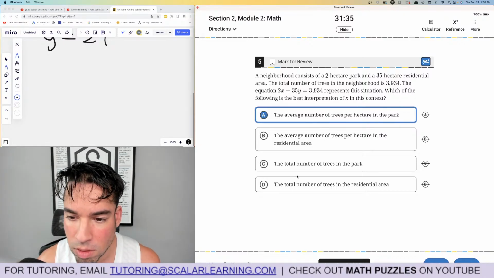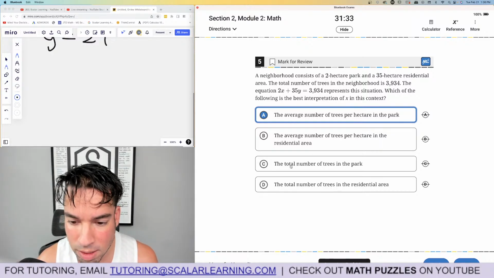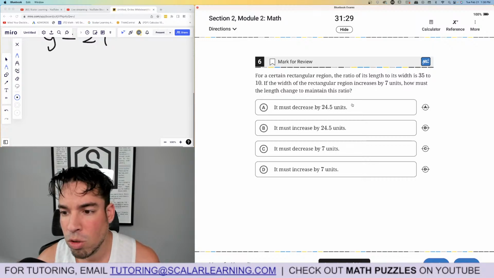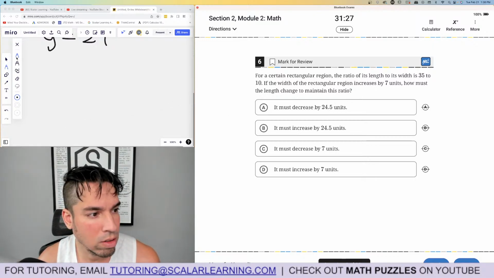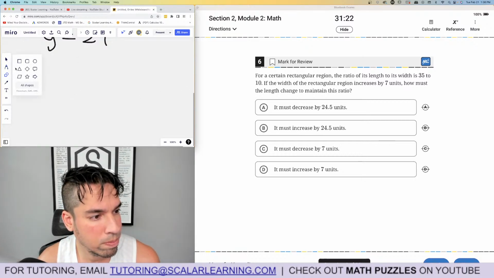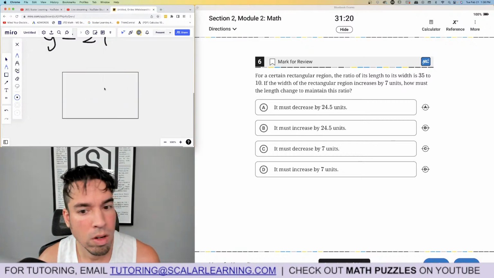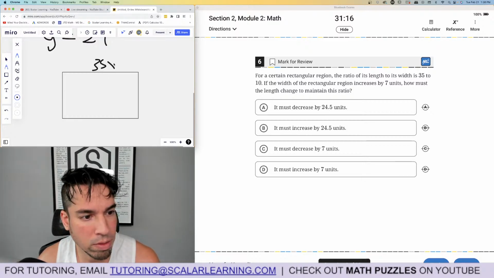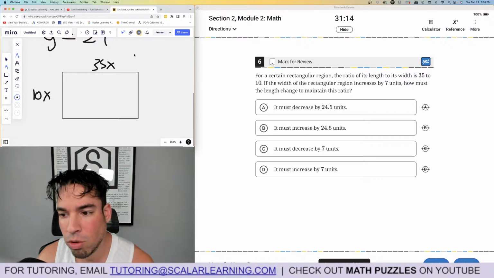Nope. If they said 2X, then this would be the total number of trees in the park. Okay, next. For a certain rectangular region, the ratio of its length to its width is 35 to 10. So hold on, let's draw a rectangle. The ratio of length to width is 35 to 10. So if they say it's a ratio, I'll say 35x to 10x.